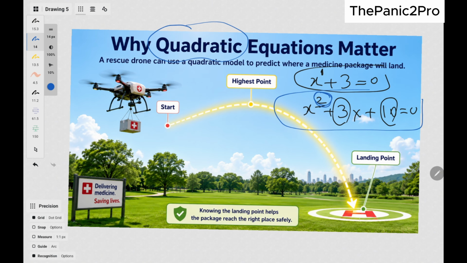this is called a quadratic equation. And normally in a linear equation we have only one root. Here we have two roots.